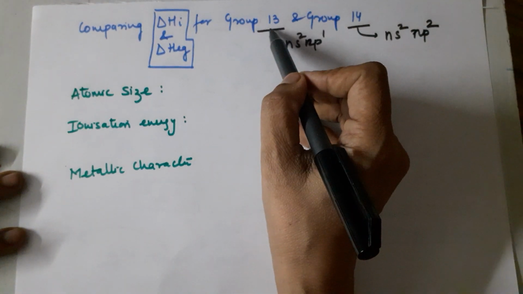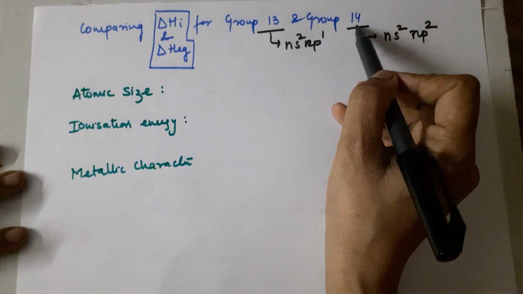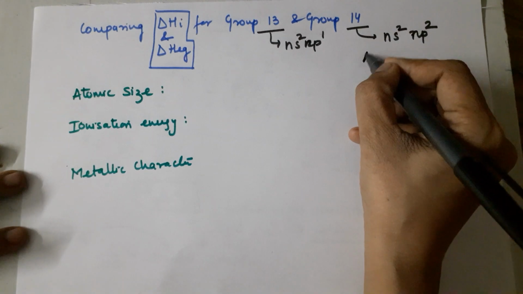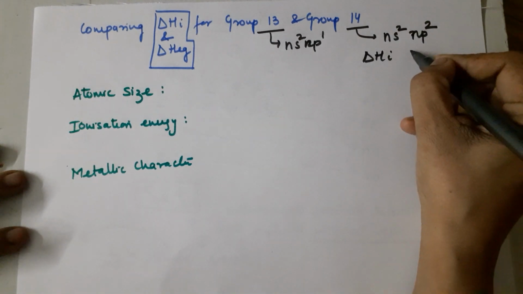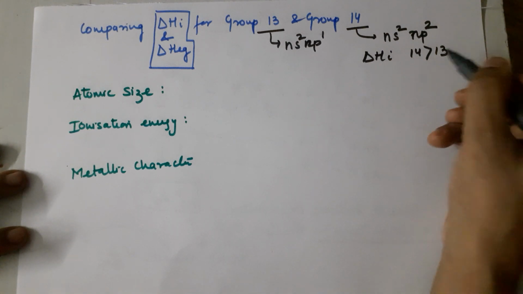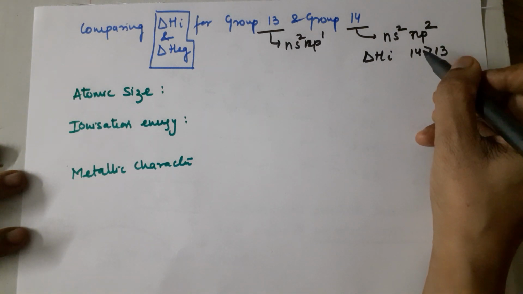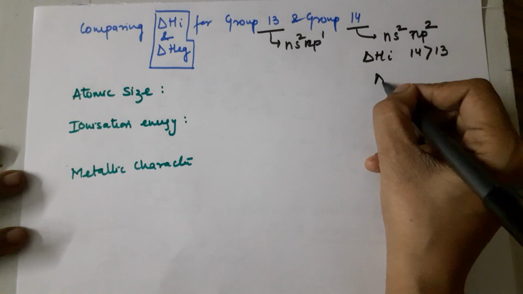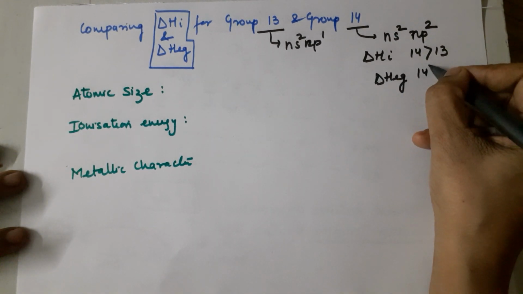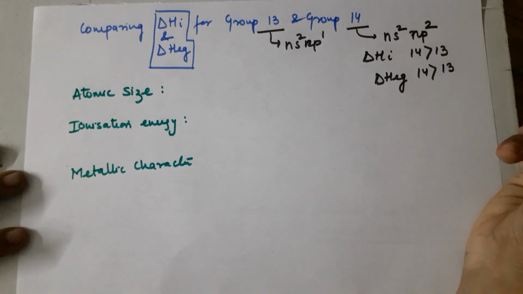So as you move from group 13 member to 14 member, the size decreases. Since the size decreases, when we talk about ionization energy, group 14 members have a higher ionization energy than group 13 because members of 14 are smaller in size. Similarly, when we talk about electron gain enthalpy, again group 14 would gain electrons more easily than the 13th group. That is again due to the lower size of group number 14 members.